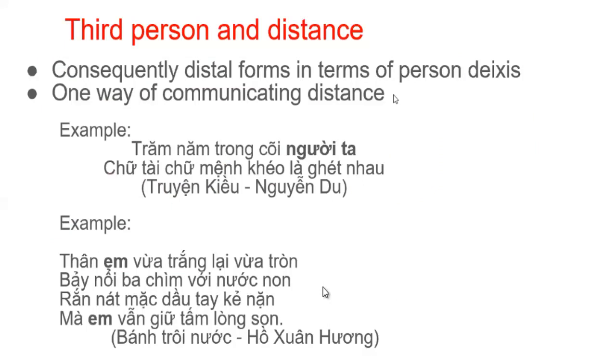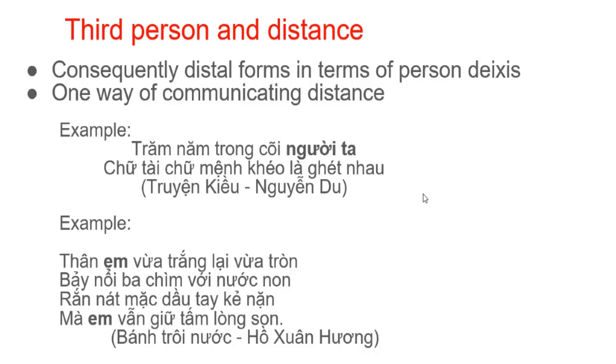Next, I want to add more about the person basis, that is the third person. This is the consequently distal forms in terms of person basis. For example, in the poem of Truyện Kiều of Nguyễn Du, "Trăm năm trong cõi người ta, chữ tài chữ mệnh khéo là ghét nhau," and "người ta" here represents the person at that time. And the third person is also one way of communicating the distance.